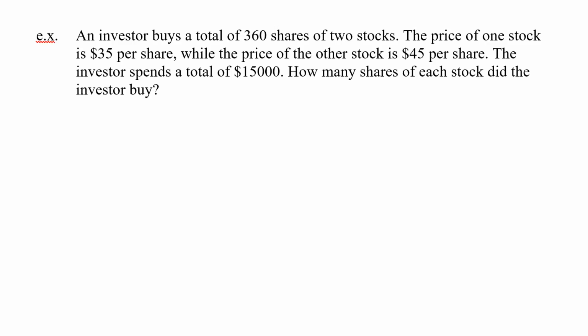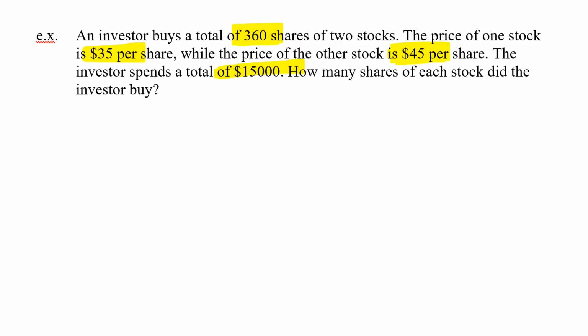We've got some words where we're going to have to make our equations and then isolate them using substitution. So an investor buys a total of 360 shares from 2 stocks. So that's an important number. The price of one stock is $35 per share. The price of the other stock is $45 per share. And when you're done buying these shares, you've spent a total of $1,500. So we're going to have to set up 2 equations from this information.